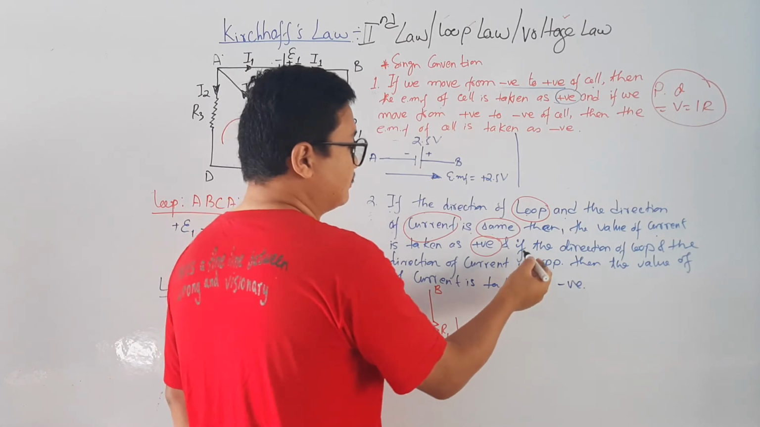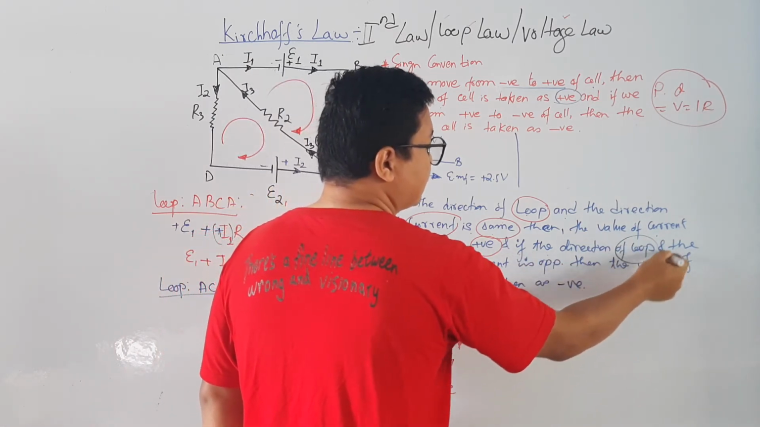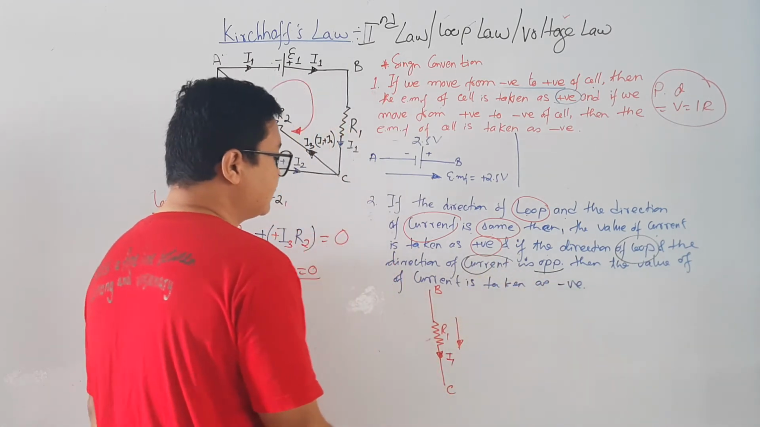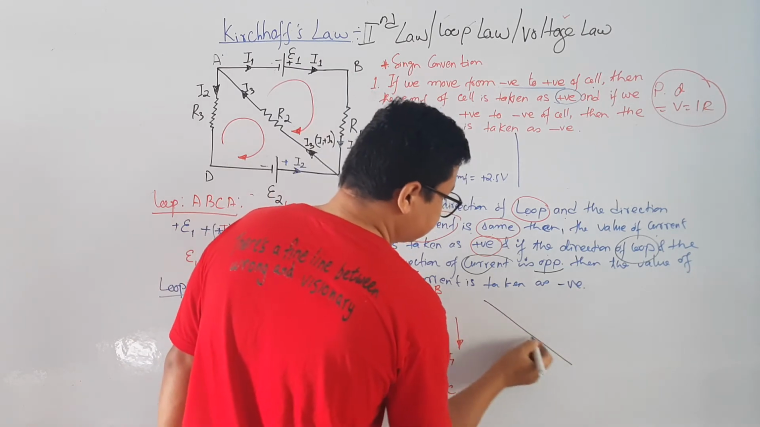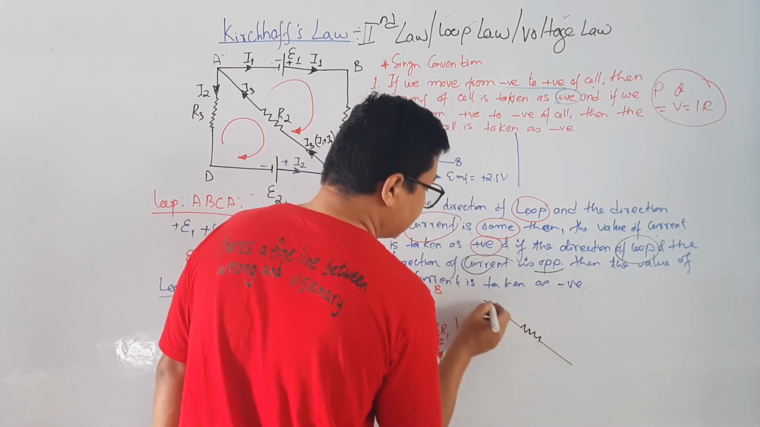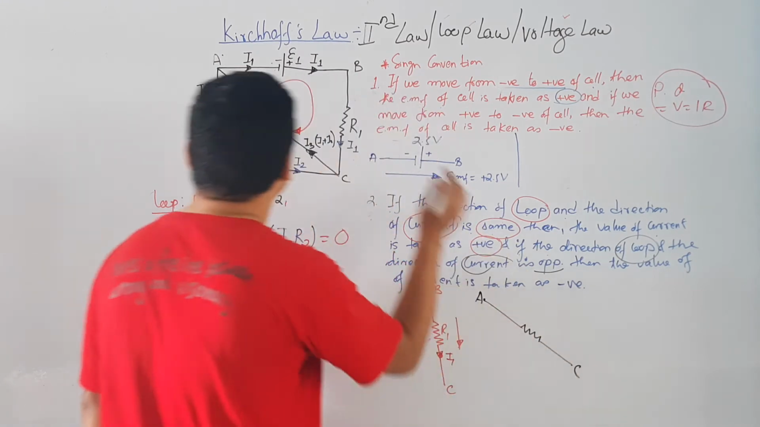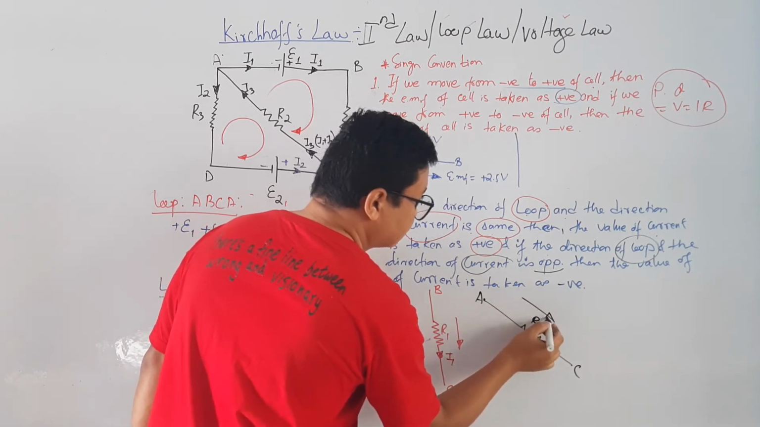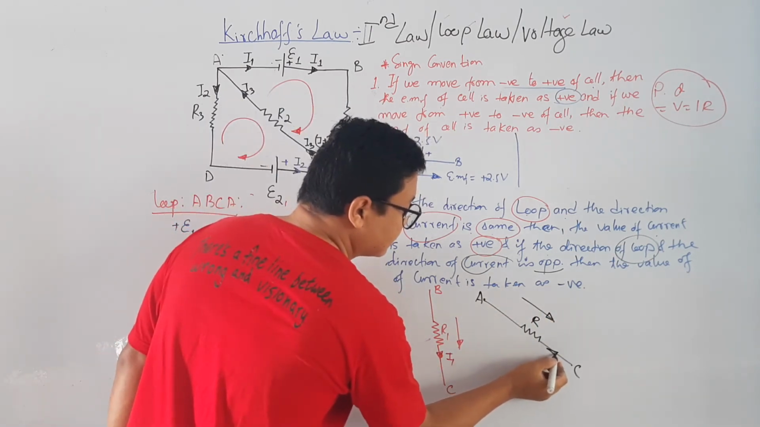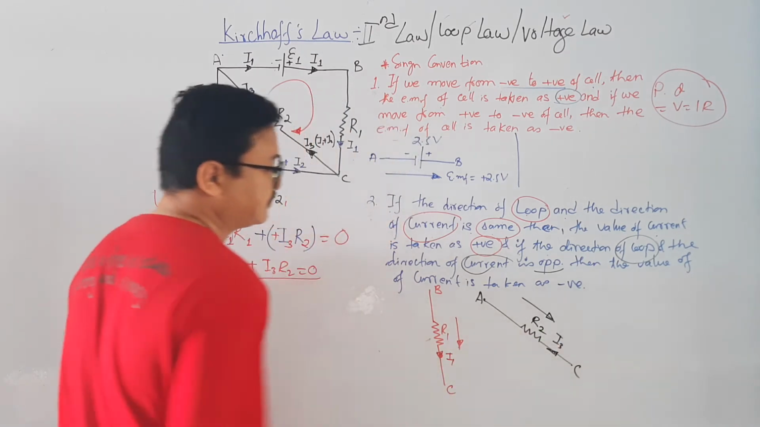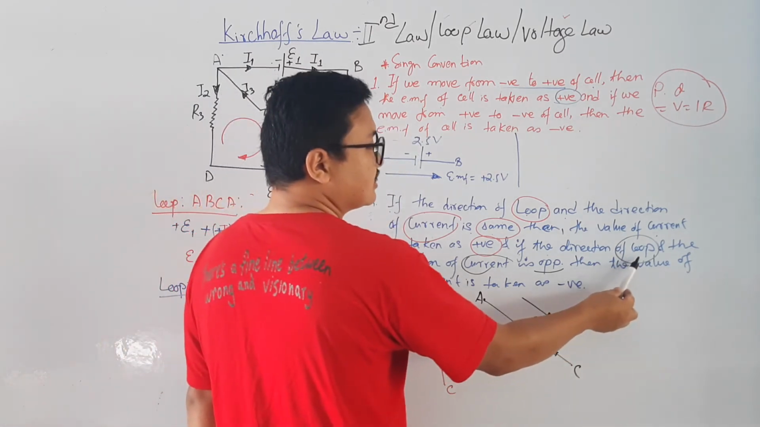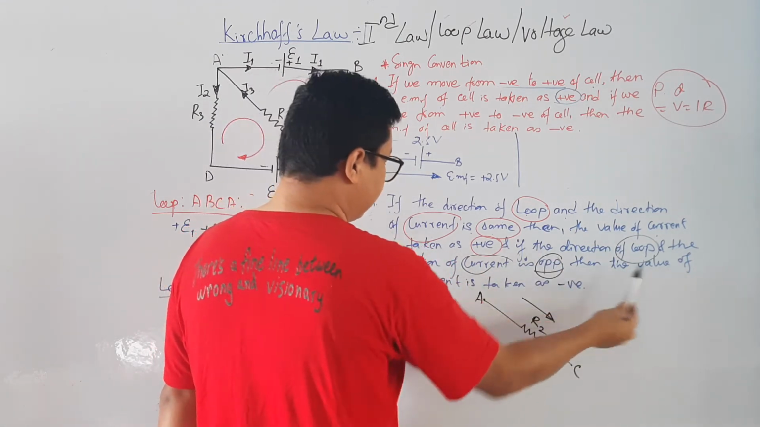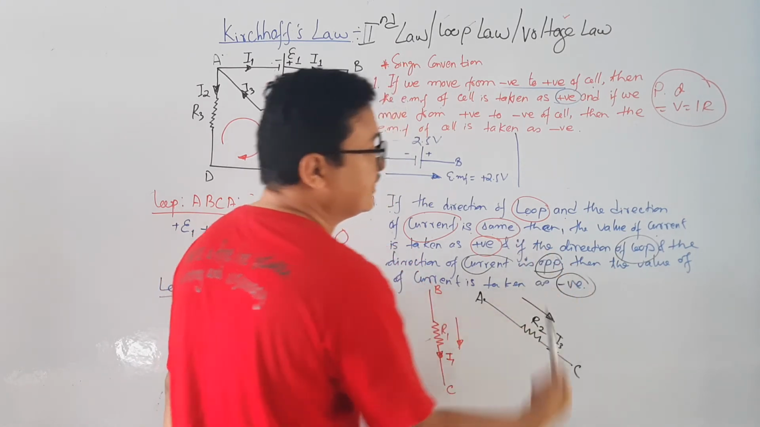For that, let us go to this. If the direction of loop and the direction of current is opposite, it means that I am going in this direction. I have got here a resistance. This is my A and this is my C, isn't it? I am going from A to C, and this is my R2. I am going in this direction, the loop direction, and the current is coming in this direction, which is my I3. Now this says that if the direction of loop and the direction of current is opposite, then the value of current is taken as negative.